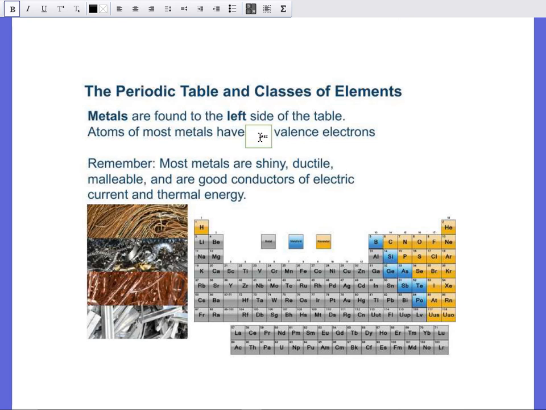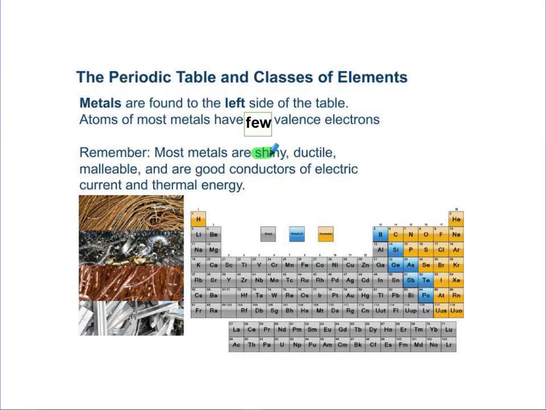When we're looking at the metals, they're generally on the left side of the periodic table, and for the most part they have few valence electrons, like 1, 2, or 3. Metals tend to be shiny, like reflecting light, ductile, meaning that they can be pulled into strings, malleable, meaning they can bend, and they are good conductors of electricity and energy.